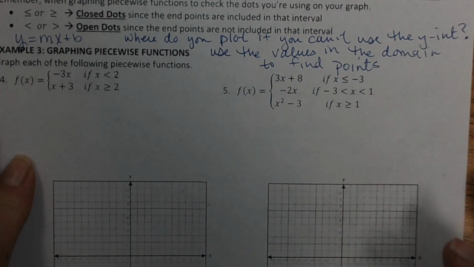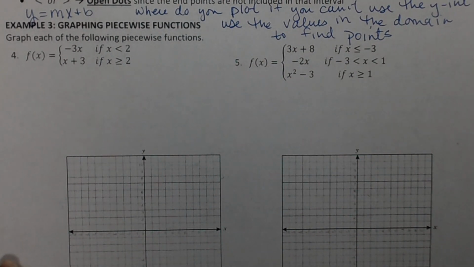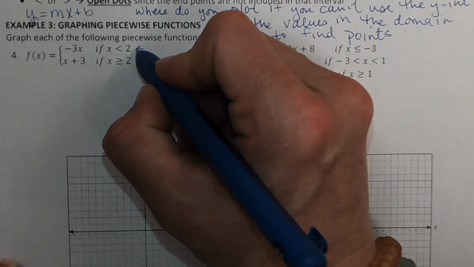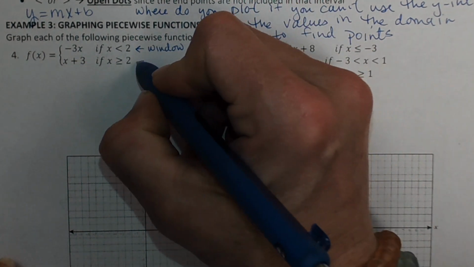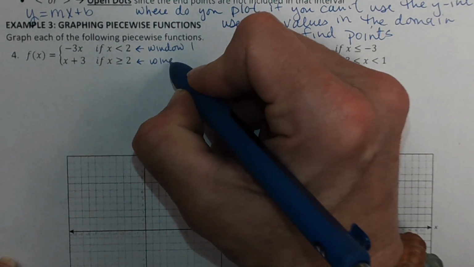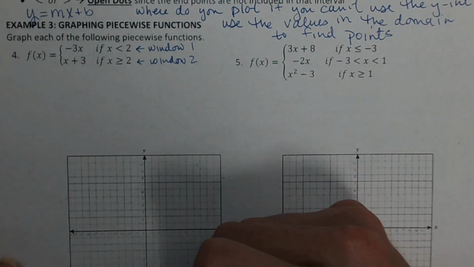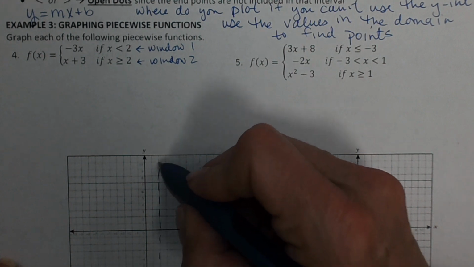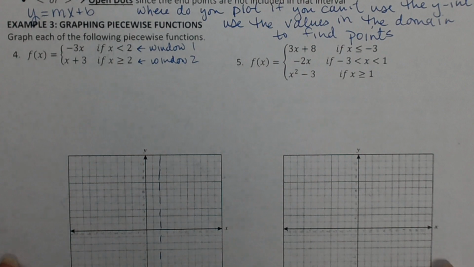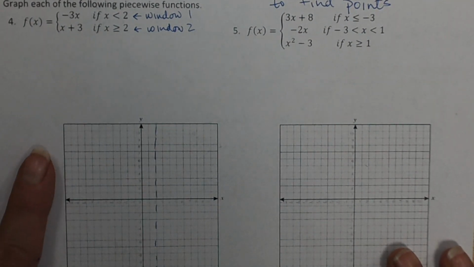Okay, so for example, number 4. We have 2 windows. Window 1 is when we are less than 2, and window 2 is when we're greater than or equal to 2. So over here, I'm going to draw in a little dotted line at 2. All right, so now I'm going to draw this first one.